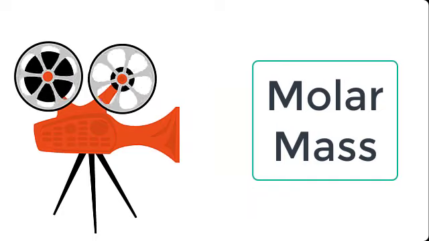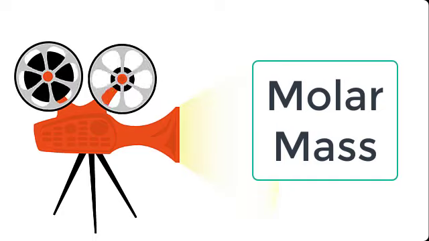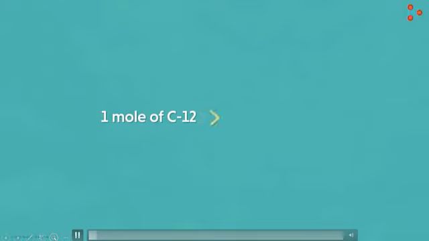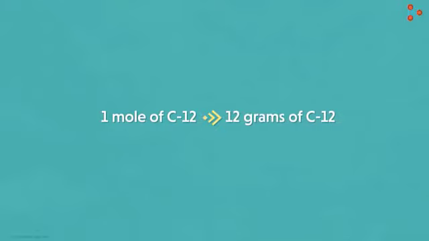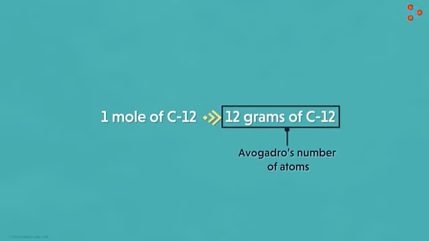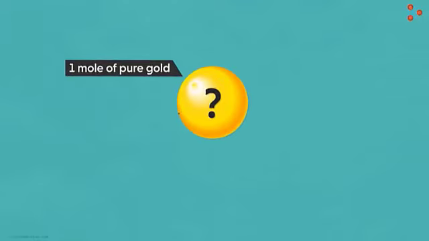Now the last video was about the molar mass. We know that 1 mole of carbon-12 is 12 grams of carbon-12. That's because 12 grams of carbon-12 has the Avogadro's number of atoms. Now let me ask you a question. If you answer this correctly, it means you've understood the concept of mole. What will be the mass of 1 mole of pure gold? Will it be 12 grams? The answer is no. It will not be 12 grams.